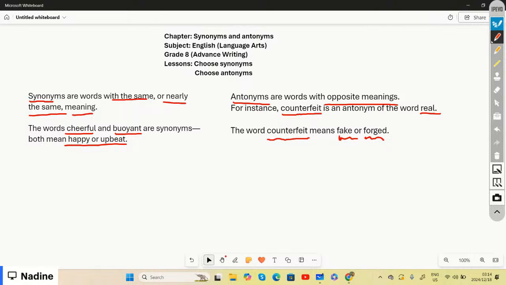All right. So these are basically synonyms and antonyms. And once again, synonyms are words with the same meaning or nearly the same meaning, whereas antonyms are words with the opposite meaning. So it's the opposite meaning of what the specific word means.